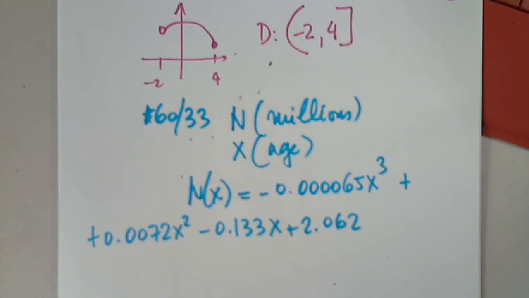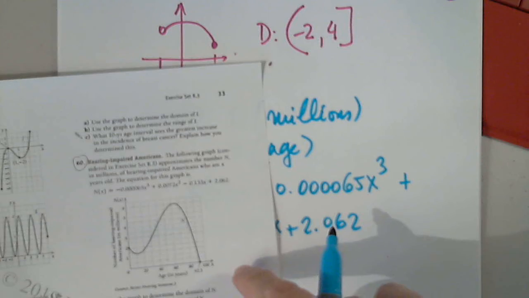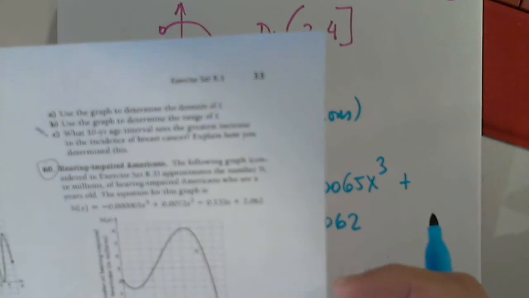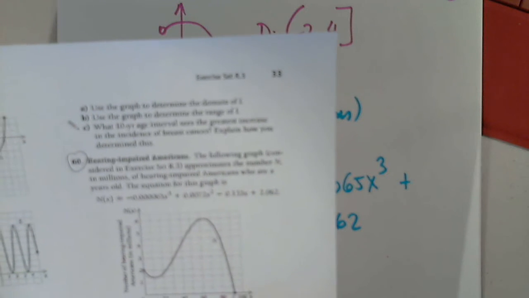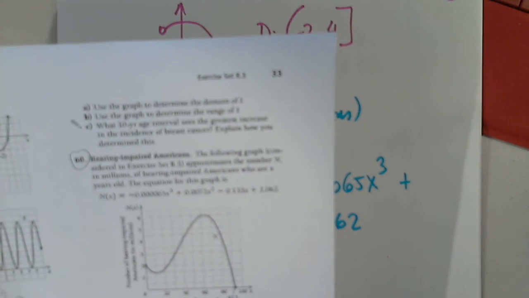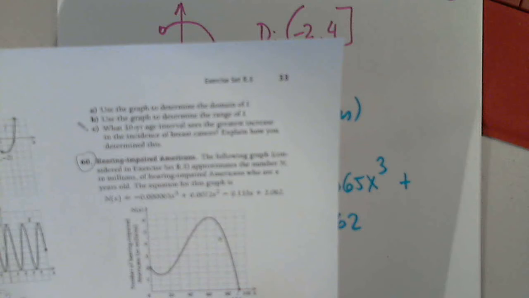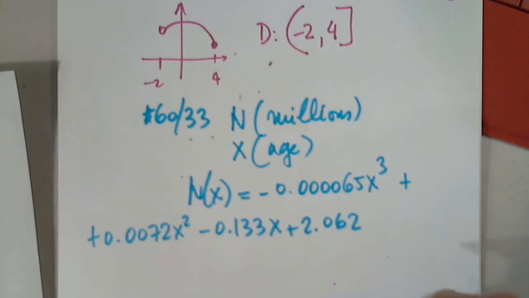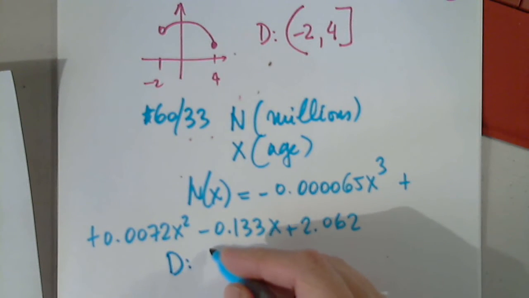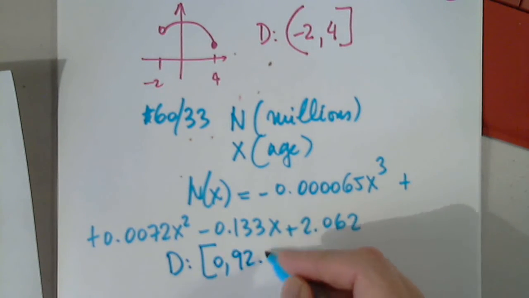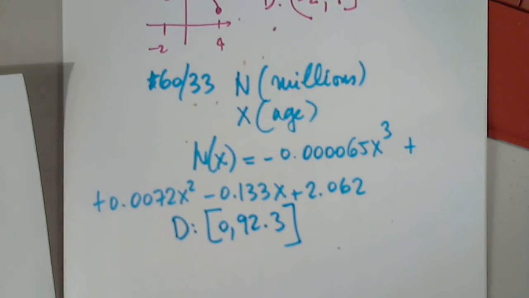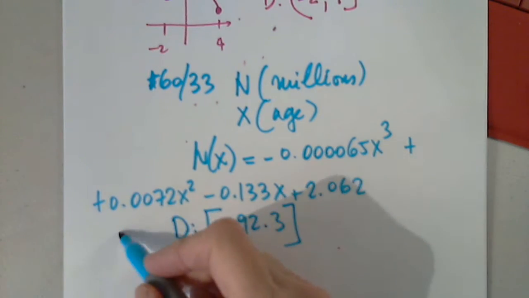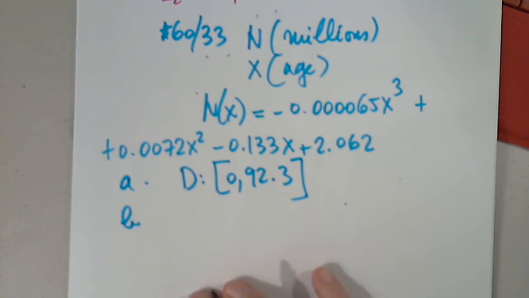Use the graph to determine the domain of n. So the domain is definitely age, so it cannot be a negative number, so it's somewhere between 0 and they give us this value. They say 92.3. So the domain of this function is between 0 and 92.3. This is part A. Part B, let's see what they want.